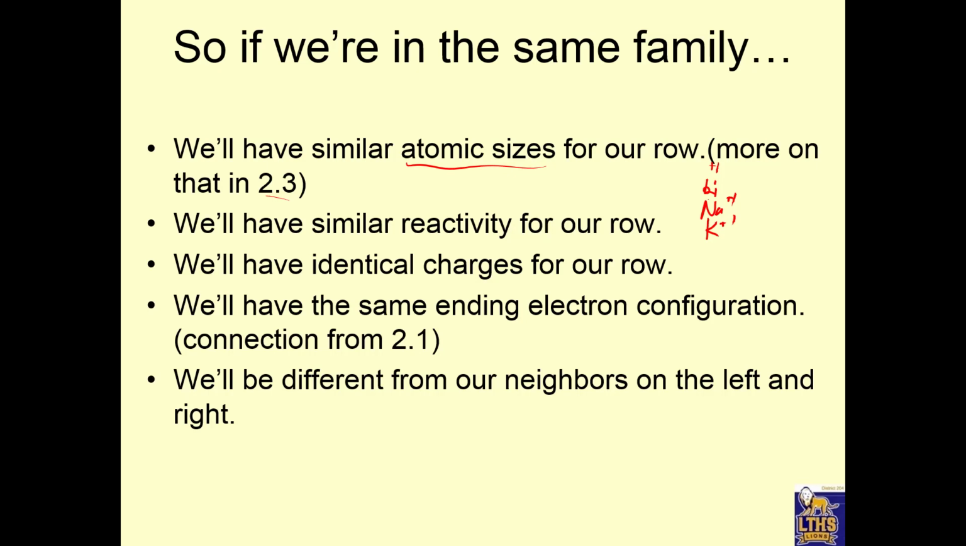All right, so remember how we were looking at valence electrons? Valence electrons, same number. And they'll be different from their neighbors to the left and to the right. So they're not going to be like the ones on the left. Maybe similar in some things, but they'll have their unique family characteristics.